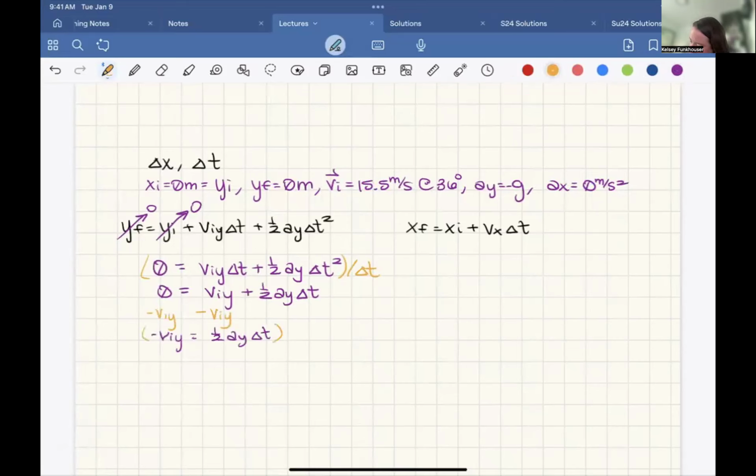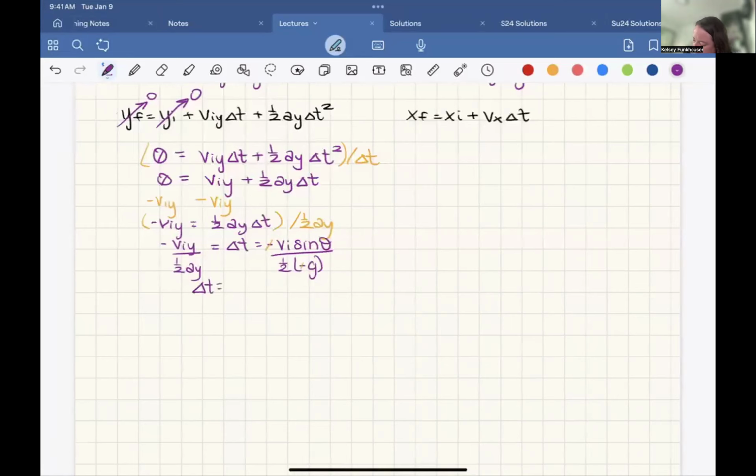And then we divide everything by 1/2 acceleration in y. And that gives us the time interval. Negative v initial y over 1/2 acceleration in y equals the time interval. And then the negative v initial, I'll write this as the full form of the velocity in y. And then we will write 1/2 negative g. I'm not going to plug in the numbers quite yet, but this way, our negatives cancel out, because again, time is not negative.